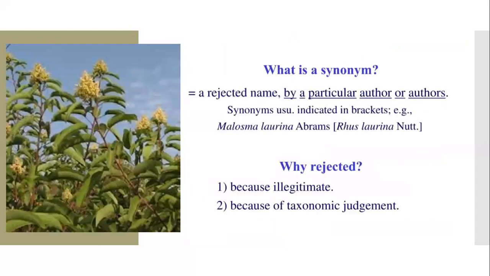And there are what they call synonyms. Synonyms in plant names. A synonym is a rejected name by a particular author or authors, either for two reasons: because they are illegitimate, which means they are contrary to the rules of the ICBN, or because of taxonomic judgment. An example situation is when a particular author rejects the classification represented by the synonyms. Synonyms may be based on the same or on a different type specimen from the correct name.